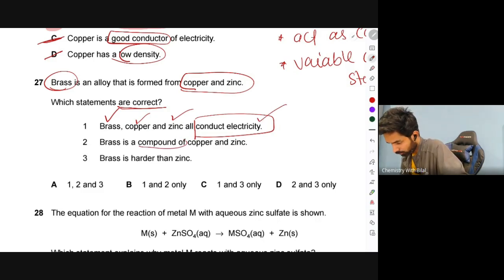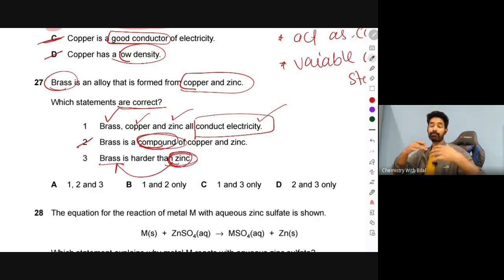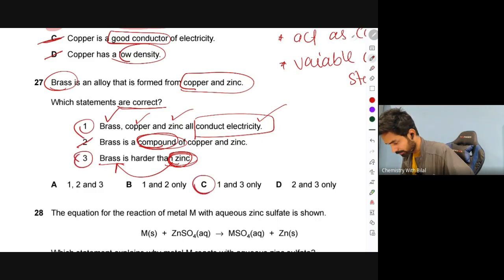Brass is a compound. We know alloy is not a compound. Alloy is a mixture. Brass is an alloy. Brass is harder. Yes. जो एलॉय बनता है वो उसी के मेटल से ज्यादा हार्ड होता है, बिकॉज यू हैव डिफरेंट साइज्ड एटम्स व्हिच कैन नॉट स्लाइड ओवर. So 1 and 3, C must be the correct answer.